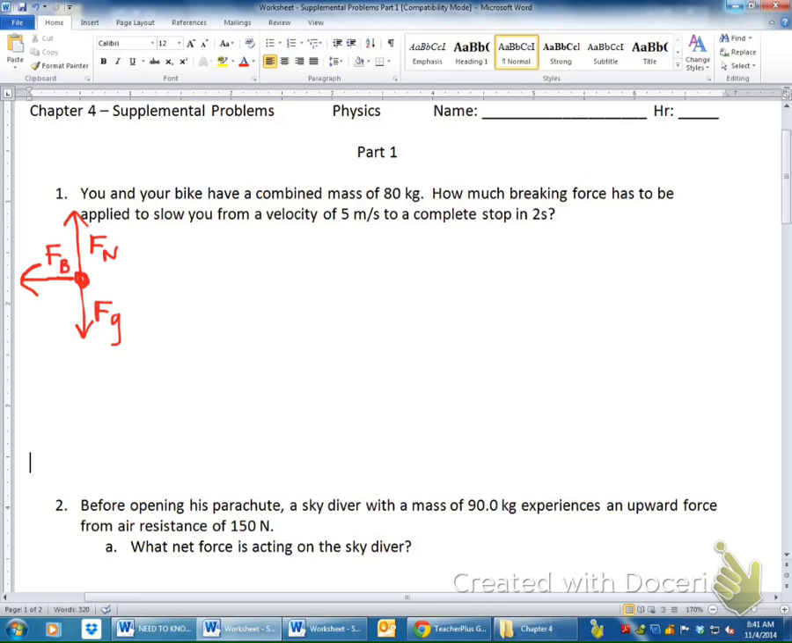Is the bike moving up and down at all? Is it going up or down? No, it's not. So that means that gravity has to equal our normal force. The force of gravity equals our normal force here. We don't have any acceleration in the vertical direction at all, correct? No acceleration in the vertical direction. That means it's not moving up and down. So we have no vertical acceleration.